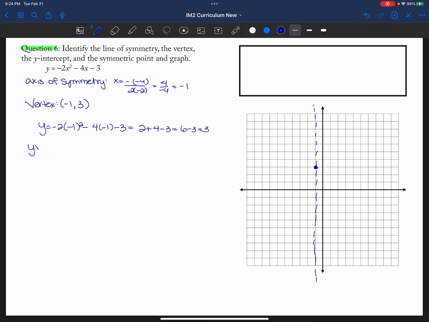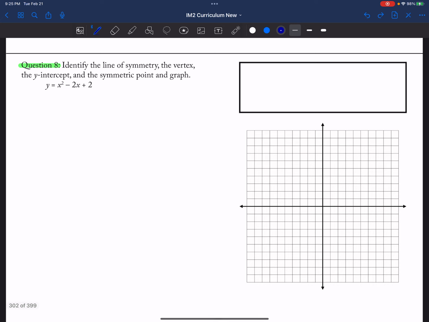My y-intercept is when x is equal to 0. So y is equal to -2 times 0 squared minus 4 times 0 minus 3. So -3. So 0 comma -3, which makes my symmetric point -2 comma -3. And I have a very narrow parabola. And it is upside down because my a term is negative. Okay, so that's 6, 8.